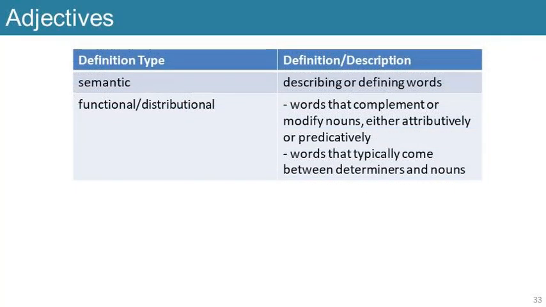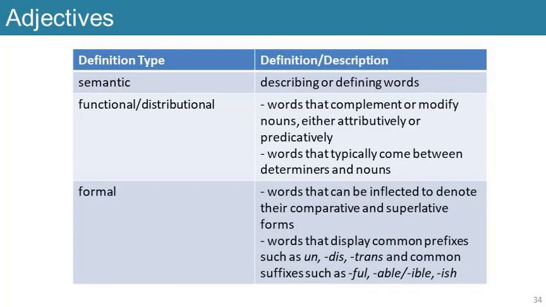Adjectives are commonly defined semantically as describing or defining words. They refer to the qualities or characteristics of nouns and pronouns. A functional definition is that they complement or modify nouns, either attributively or predicatively. Distributionally, they typically come between determiners and nouns.